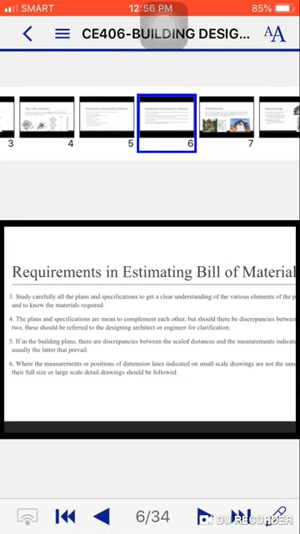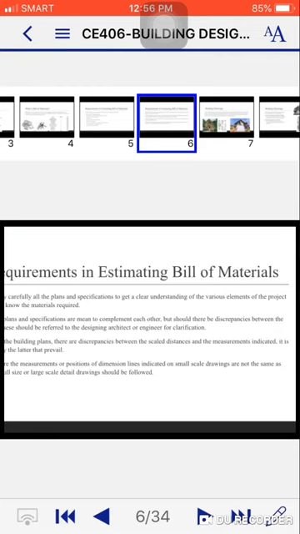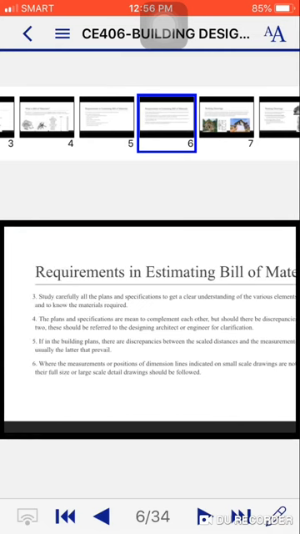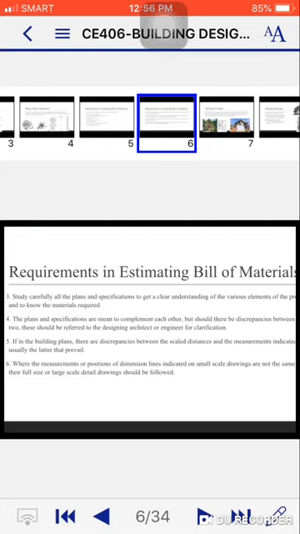So the contractor will be the one to adjust our design, so they can peer review it. Then next, where the measurements or positions of dimension lines indicated on small scale drawings are not the same as their full size or large scale detailed drawings, the latter should be followed.